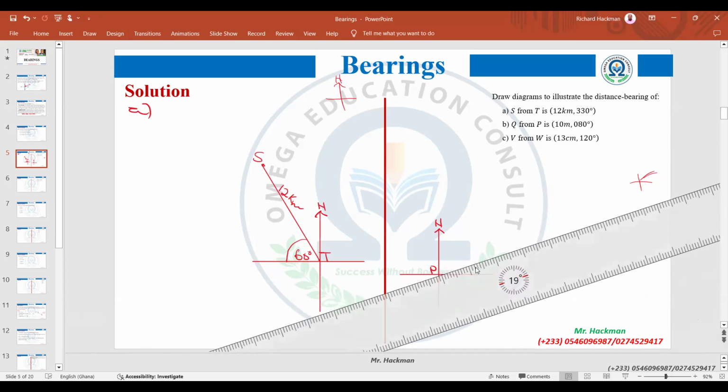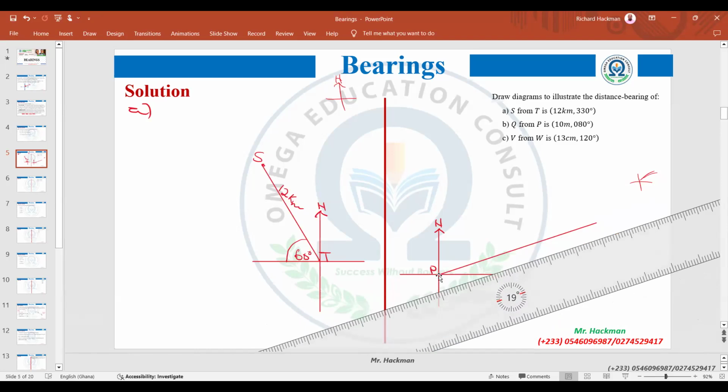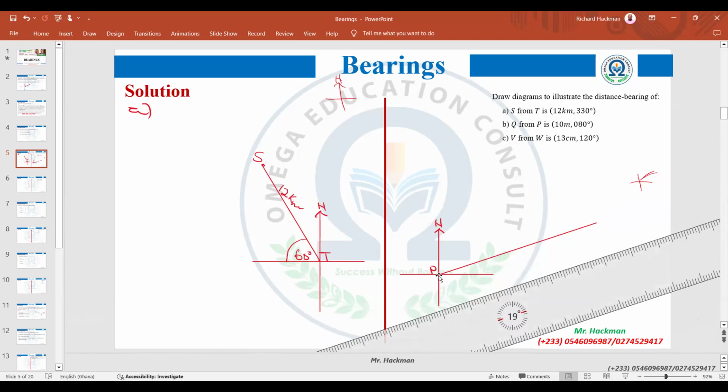So let me assume I cannot see the figures there. So 80 should be very close to that line. So I come and draw my line. So this then becomes the line of sight for my point Q. So assuming Q is located somewhere here, then the distance between P and Q, you are told, is 10 meters. So you indicate your 10 meters. All correct.